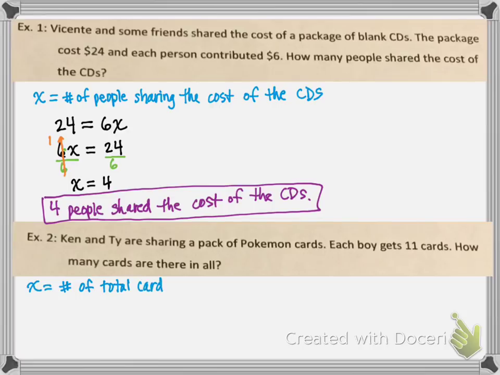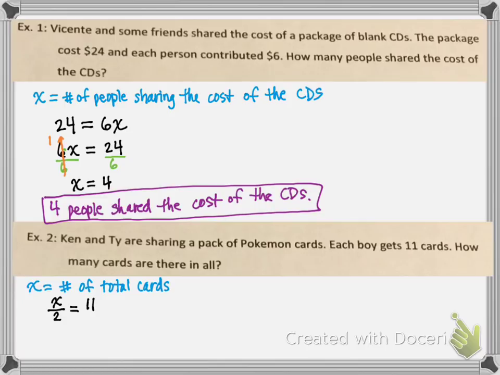So in other words, we have a pack of cards, a bunch of cards, and then we're going to split it amongst 2 friends. Okay, so that sounds like division. So here's my equation. I'm going to take the number of cards, split it amongst 2 friends, and each boy ends up getting 11 cards. Okay, there's 2 of my things.